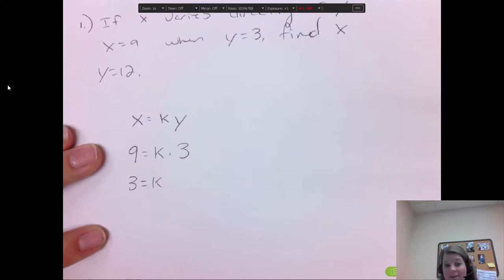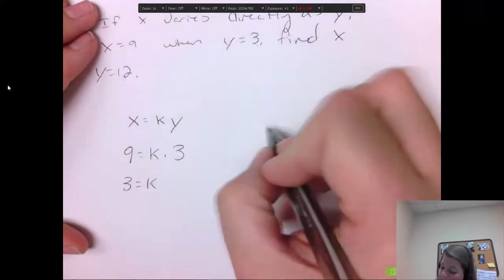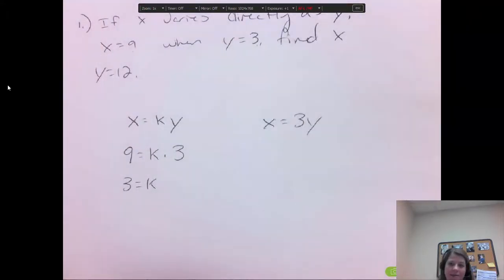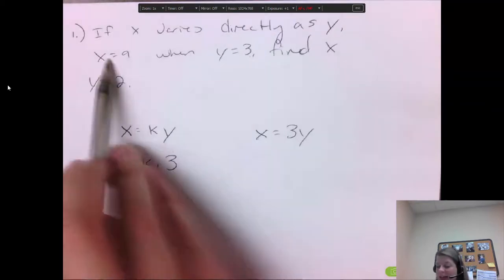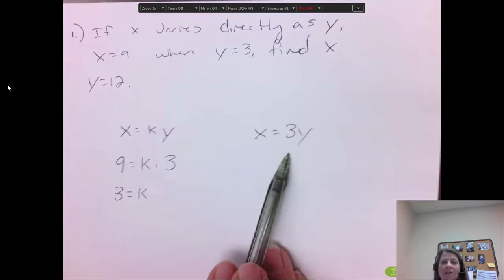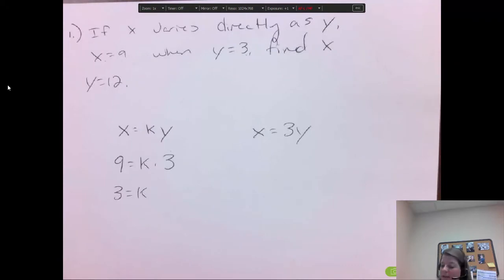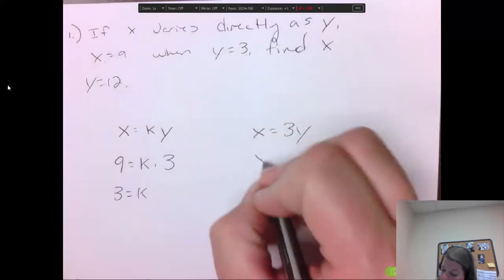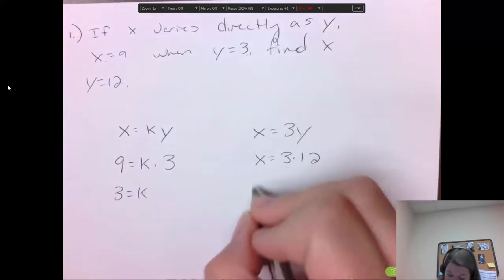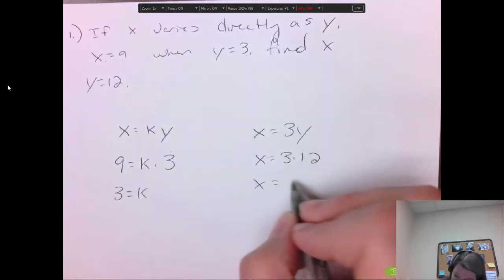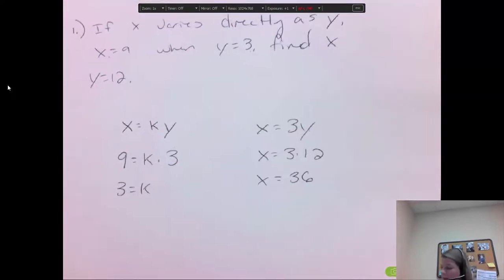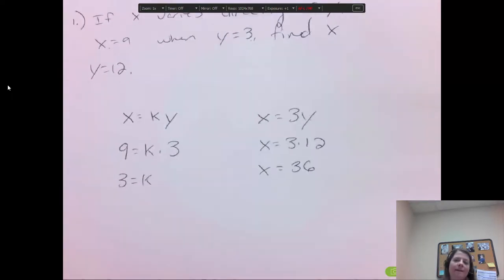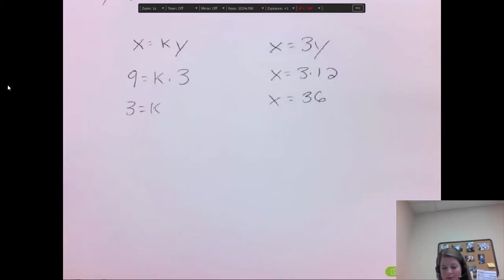So now we have our k. We can rewrite our formula as x equals 3y. That means they're directly related by the number 3. We were given an example that allowed us to find the constant that relates them. Find x when y is 12. So you put in the 12. So what's x when y is 12? So x is going to equal 36. So notice, formula, find k, use k, right? So let's look at another example.